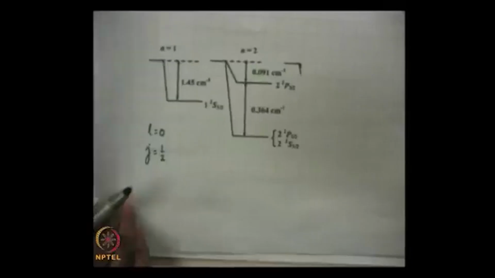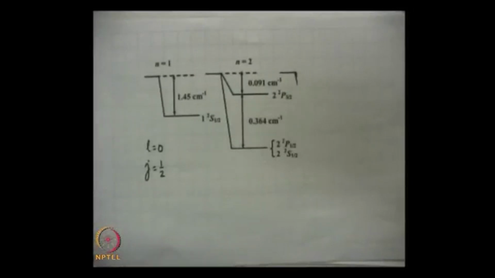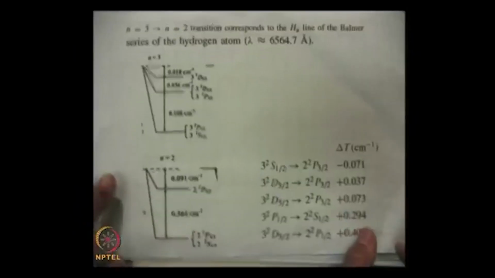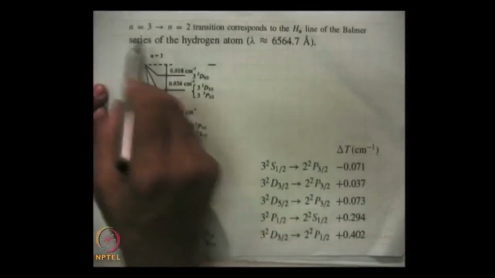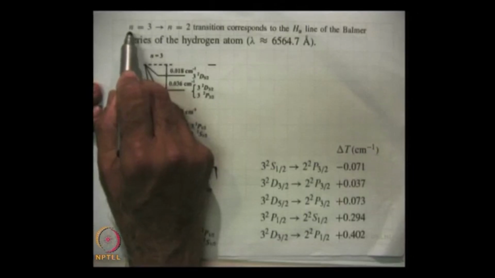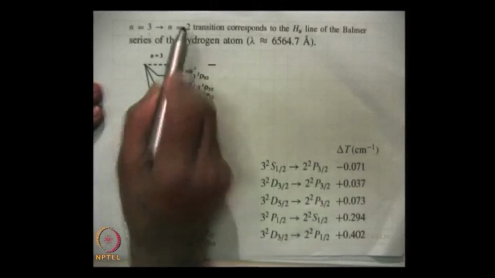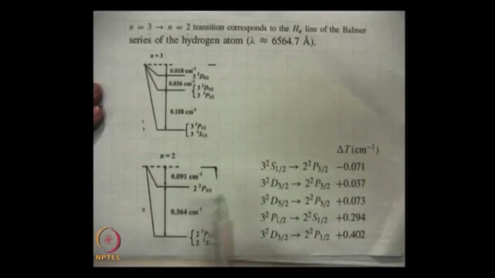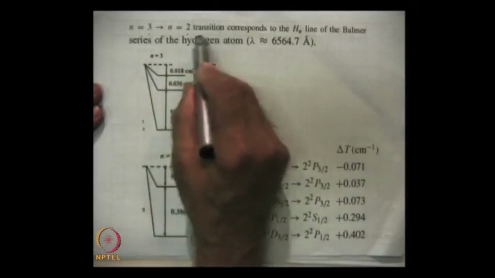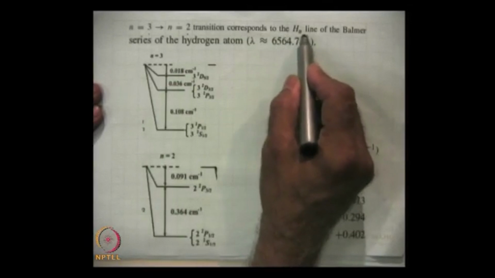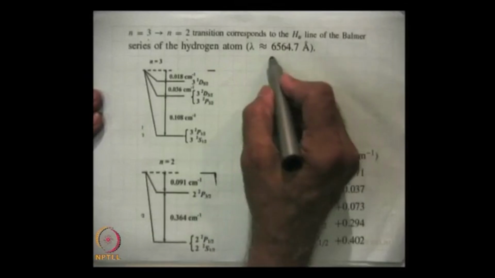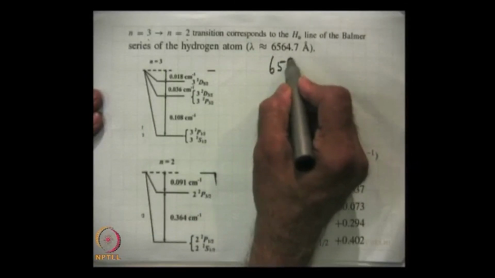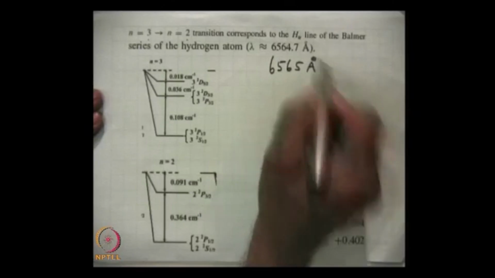And when there is a transition from one of the lines to the other, then you have obtained the fine structure splitting of this spectral line, and that is what we have shown here. One of the lines of the Balmer series, which you have all read in your high school, is from the n equal to 3 to n equal to 2 transition. This corresponds to the H alpha line of the Balmer series, and this has a wavelength of about 6565 angstrom in the visible region.